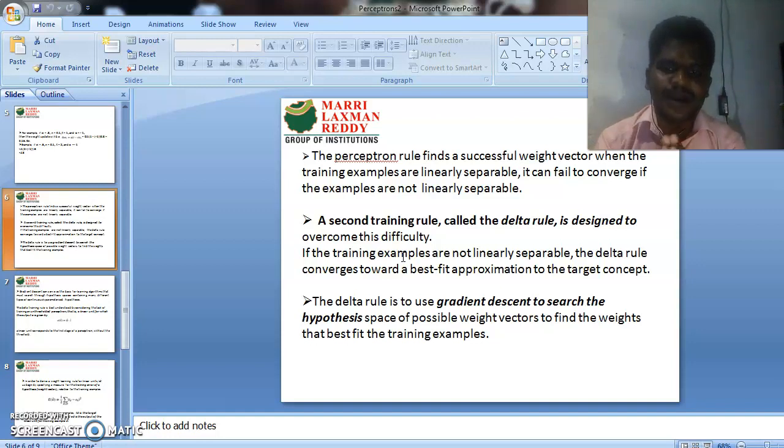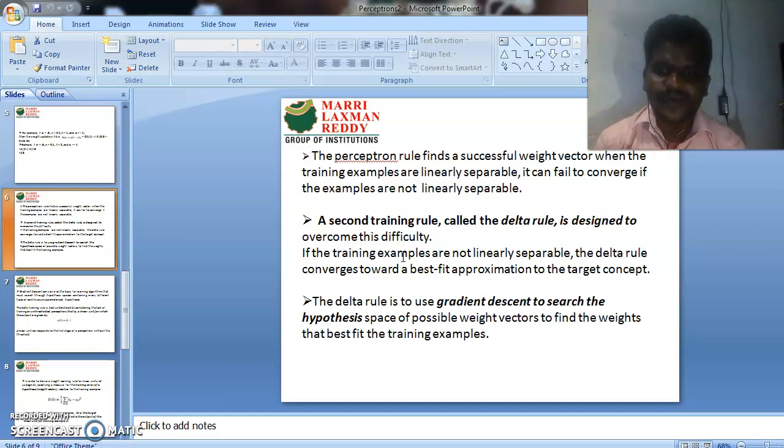When the data is linearly separable, that means best classification data. Non-linearly separable means misclassification data. That time we apply gradient descent on the delta rule. Okay, here the second training rule is called the delta rule or gradient descent rule. Here we use the gradient descent rule.